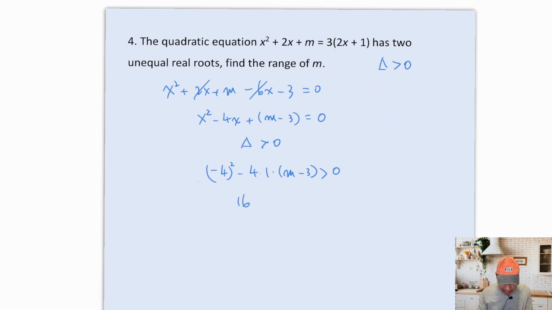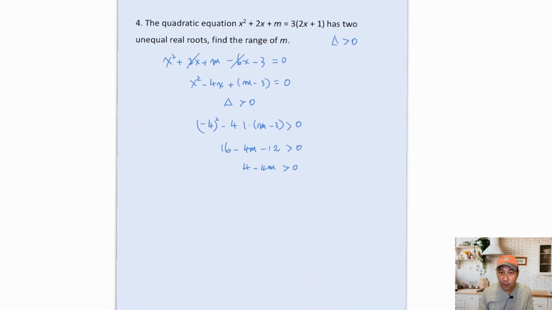Okay, 16 minus 4m minus 12 is bigger than 0. So 4 minus 4m is bigger than 0. Move negative 4m to the right hand side, so we put m on the left hand side and flip the inequality. So we have the final answer: m is less than 1.